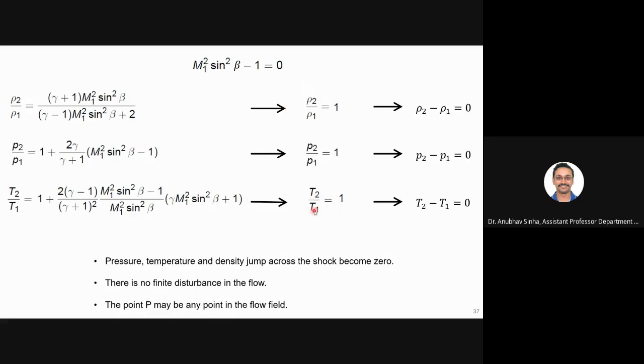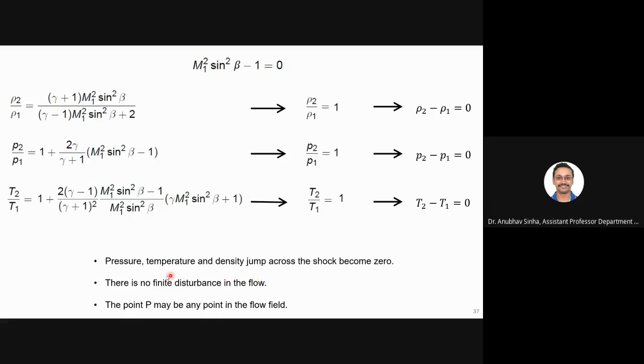So if your ratio is 1, what is the delta? What is the change across that shock wave or Mach wave? So the change is then 0 because they are the same, right? So if rho 2 is equal to rho 1, delta rho is 0. Similarly, delta P is 0 and delta T is 0.